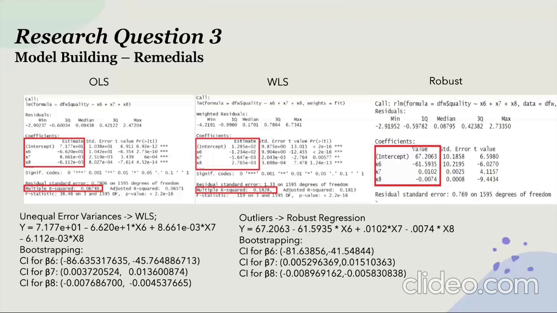After bootstrapping, we also obtained new confidence intervals, and since 0 does not fall within any of these confidence intervals, we can reject the null hypothesis and conclude that density does in fact have a significant impact on the quality of white wines given free sulfur dioxide levels and total sulfur dioxide levels.